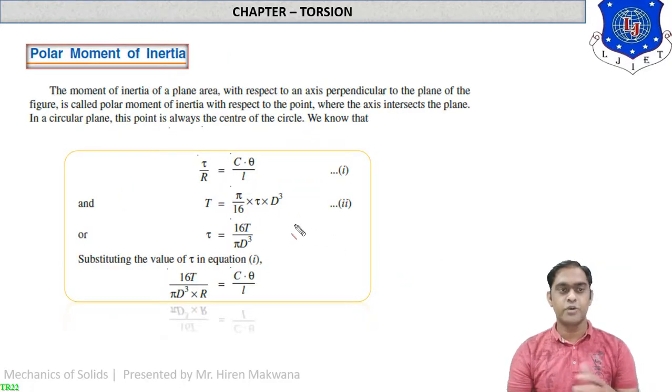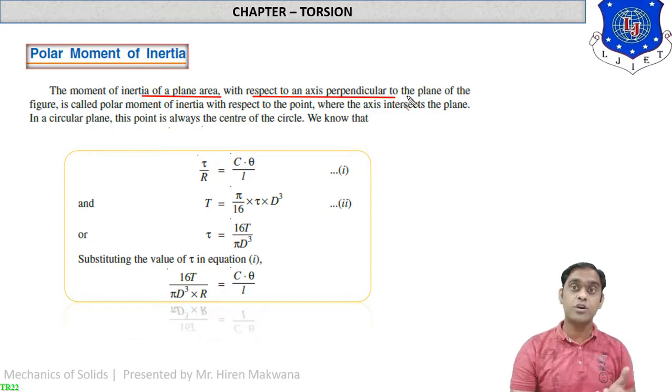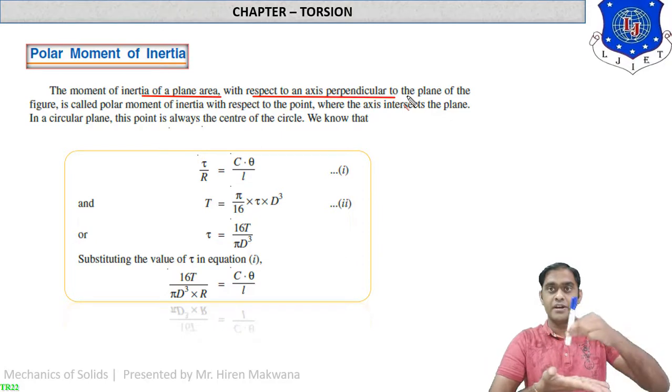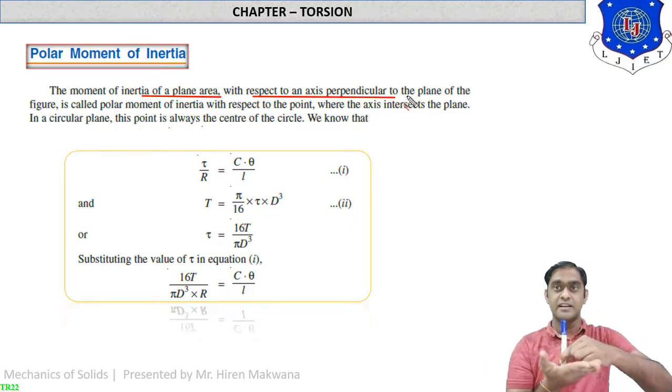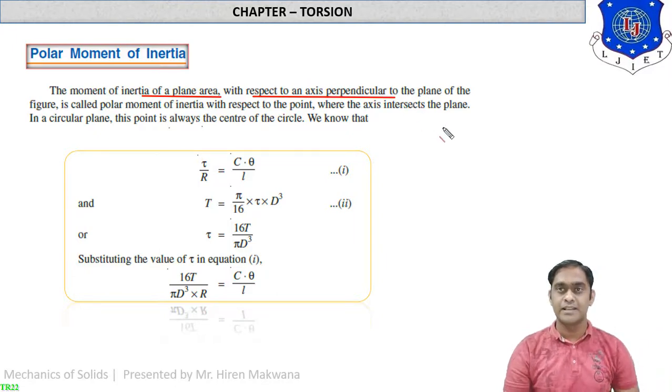Polar moment of inertia. What is polar moment of inertia? It is the moment of inertia of a plane area with respect to an axis perpendicular to the plane of the paper. Suppose my hand is the plane of the paper and the axis is perpendicular to it. Then the moment of inertia about this axis is known as polar moment of inertia, which is denoted by capital J. Let us find J for the shaft only.